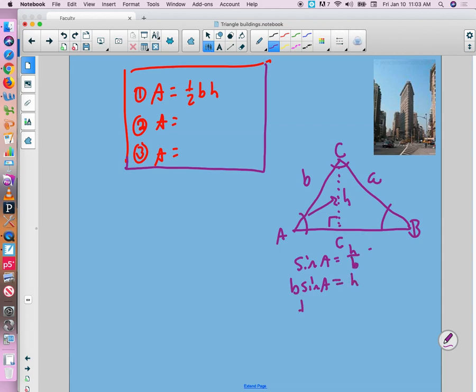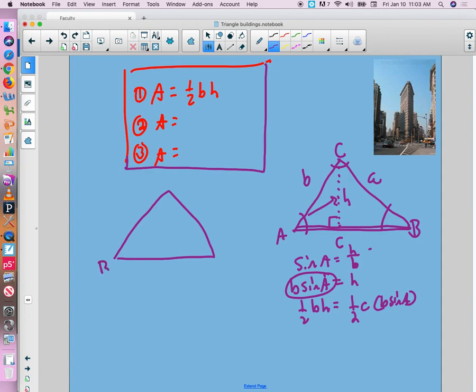Here's my pitiful little formula, 1/2 base times height. In this triangle, what is my base? C. In this triangle, my base is C. And what is my height? B sine A. Okay? So what if I'd done my triangle this way? B, A, C. Then this is A, B, C. What's my height? I really could have gone either way with it.